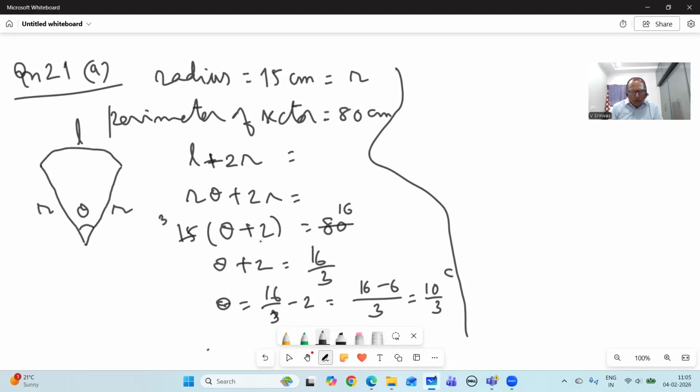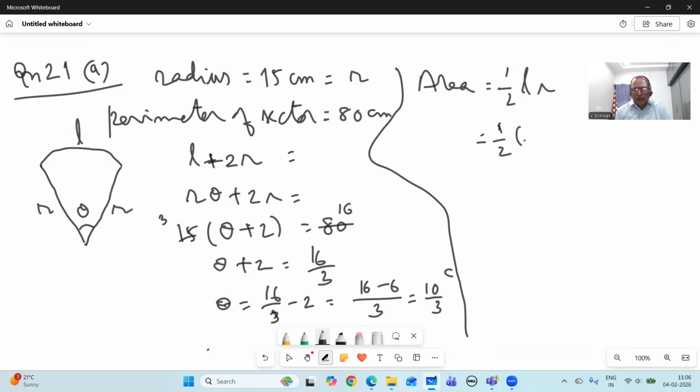So what is required for us? We have to find the area of the sector. Area of the sector is half into small l into small r. Area of a sector is half into arc length into radius. So it is half into, what is arc length? It is r into theta into r.